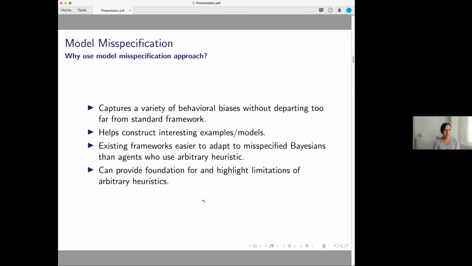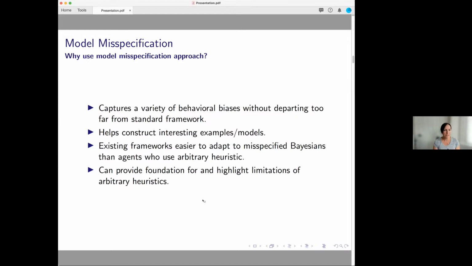So first, for the model misspecification approach, why would we use this approach? Why is this a valuable approach? Well, first of all, as has been illustrated in the many papers in this area, it can capture a variety of behavioral biases without departing too far from the standard framework. What do I mean by the standard framework? Agents have a correct model and update using Bayes' rule with respect to that correct model. Here, we're relaxing the assumption that the model is correct, but we are still maintaining Bayes' rule, which gives us a lot of analytical tractability in terms of studying the implications of learning in this setting.